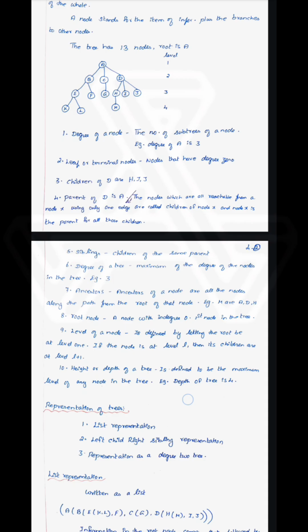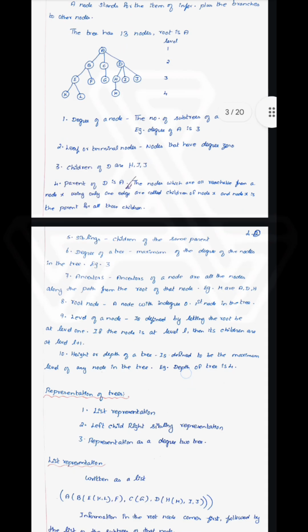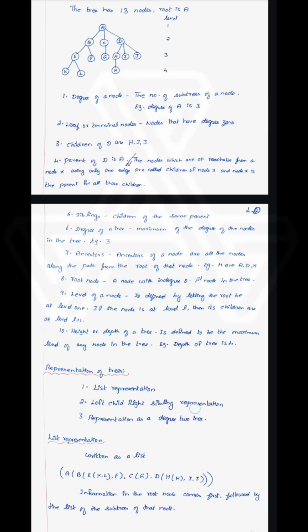The tree has 13 nodes. Root is A. Then B, C, D, E, F, G, H, I, J, K, L, M. Levels 1, 2, 3, 4. What is the degree of a node? The number of subtrees of the node. Except the root, there are 3 subtrees. The degree of the node is 3.